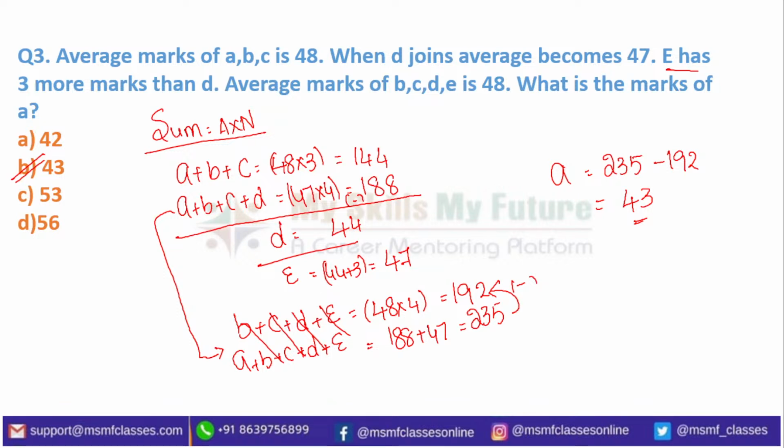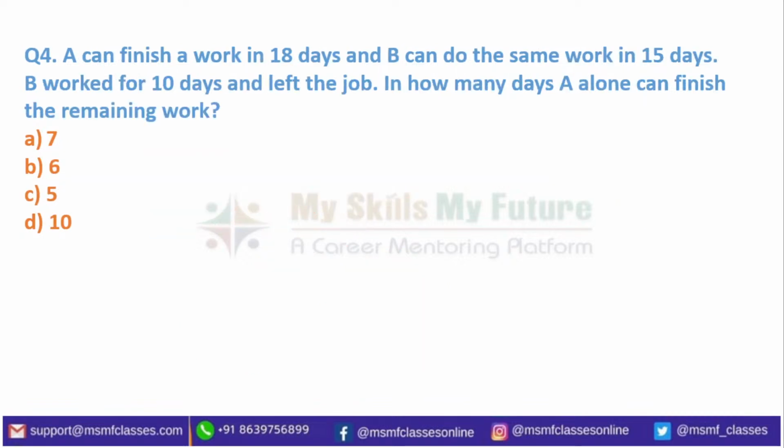Next question. A can finish a work in 18 days, B can do the same work in 15 days. B worked for 10 days and left the job. In how many days can A alone finish the remaining work?